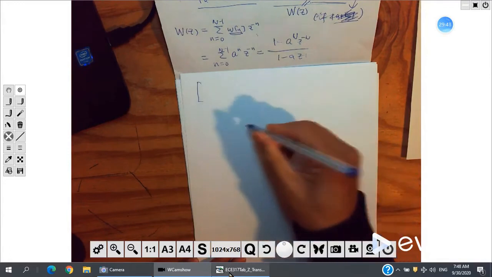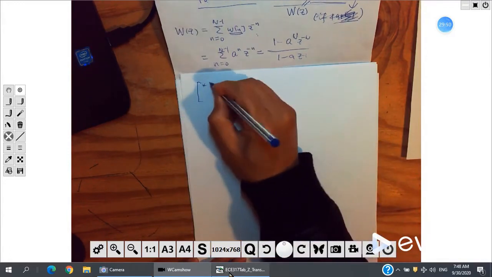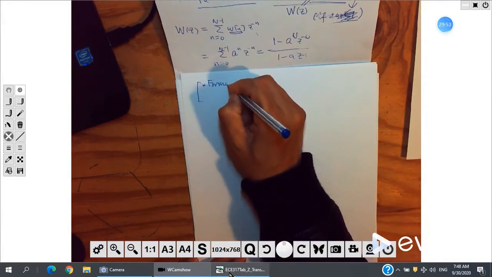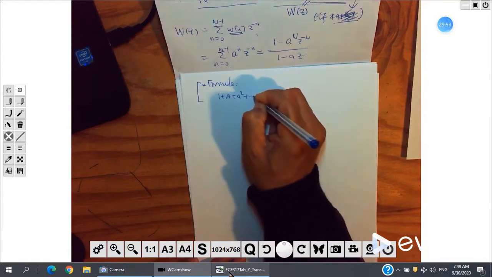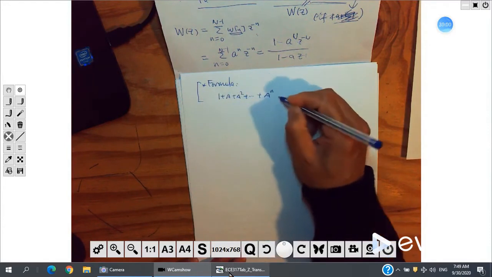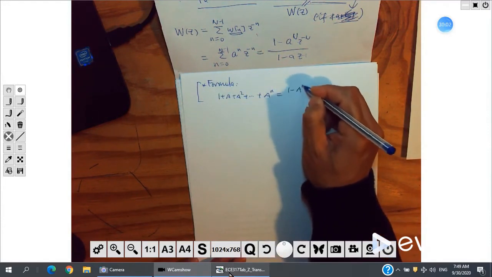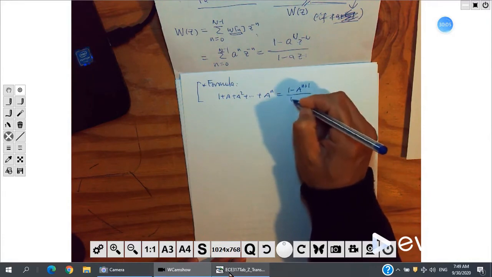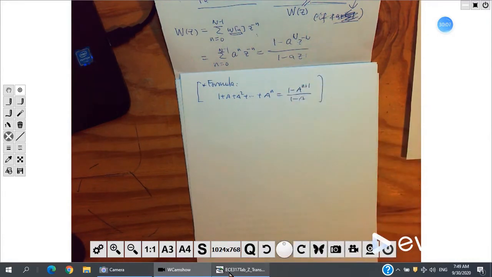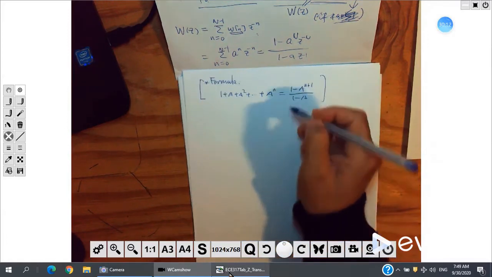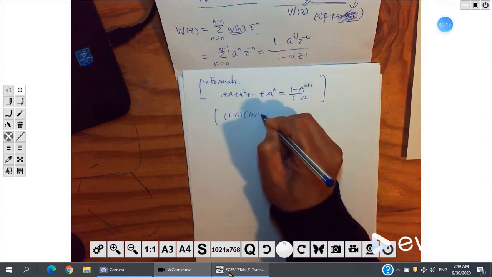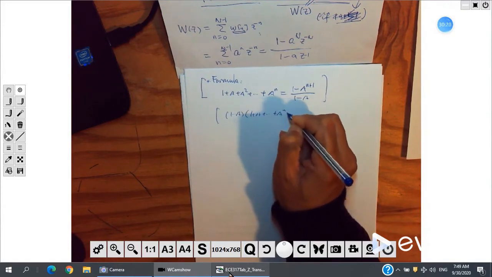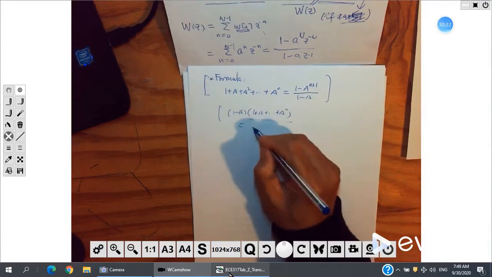We have this formula before, right? 1 plus a plus a squared up till a to the n equals 1 minus a to the n plus 1 over 1 minus a. For any a, you can have this formula. To prove it, you just check 1 minus a times 1 plus a plus up to a to the n.